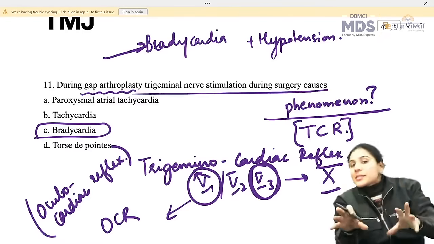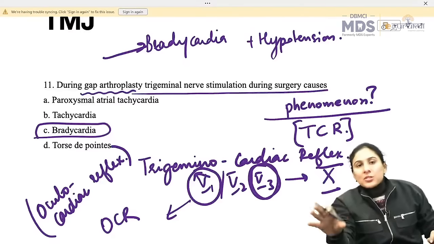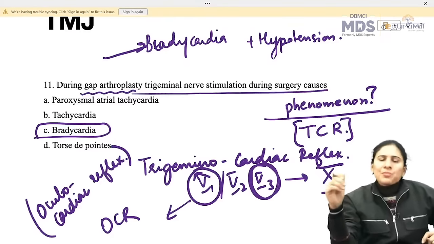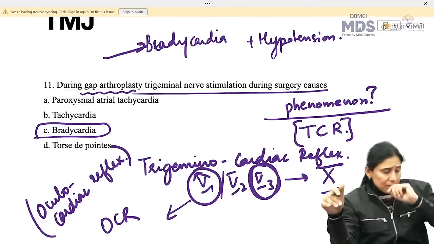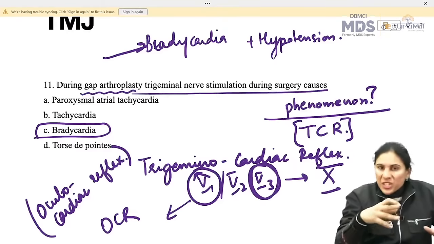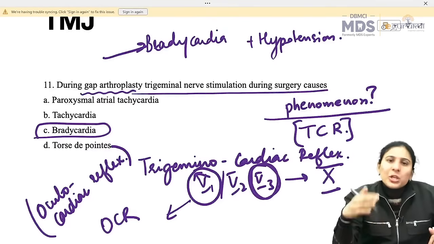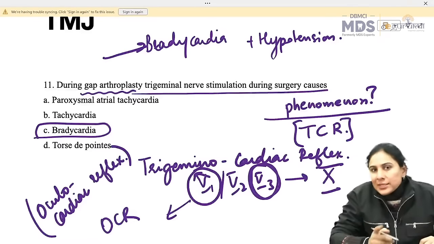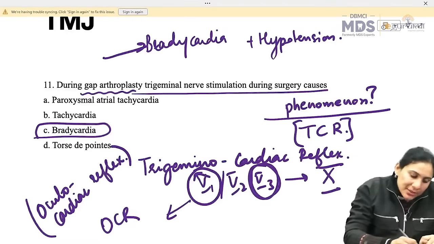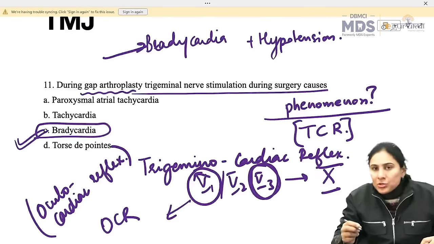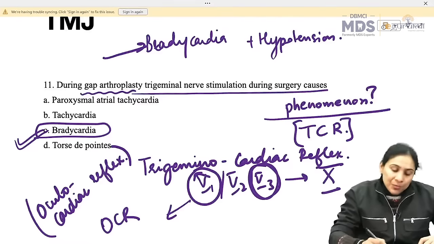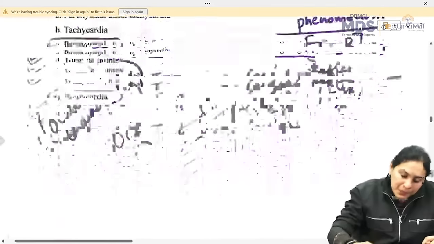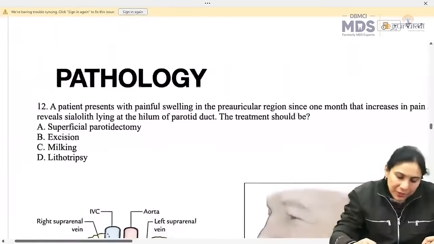So, the anesthetist is the one who will tell the surgeon to stop the surgery. He will say, please stop, sir, there is some bradycardia happening. He will give some vagolytic drugs and he will wait for the reflex phenomenon to get over. Then slowly you proceed with the surgery, trying to avoid the same maneuvers that were causing the TCR. So the correct answer, you are all correct, is bradycardia and hypotension caused by vagal stimulation due to TCR.